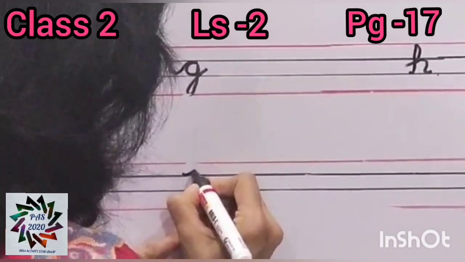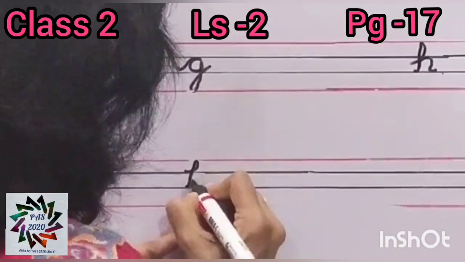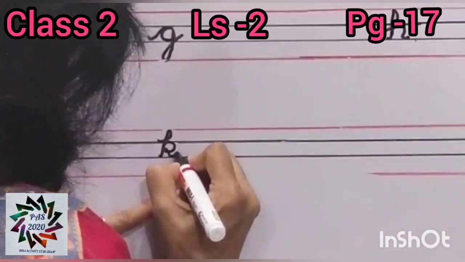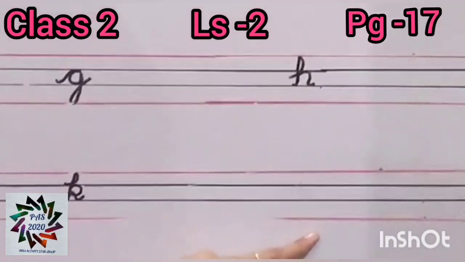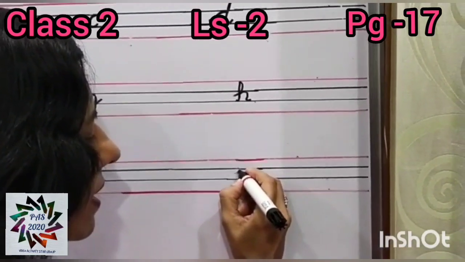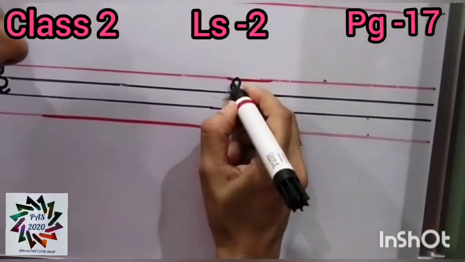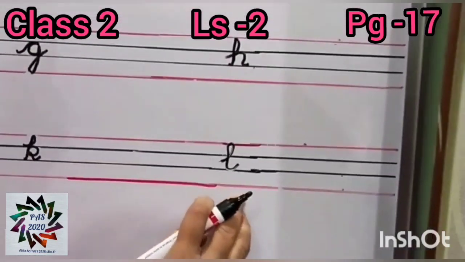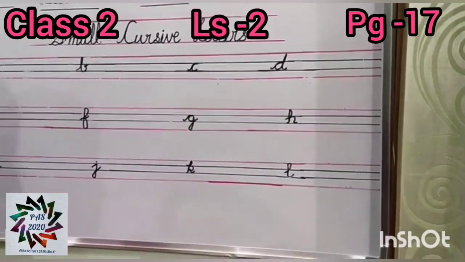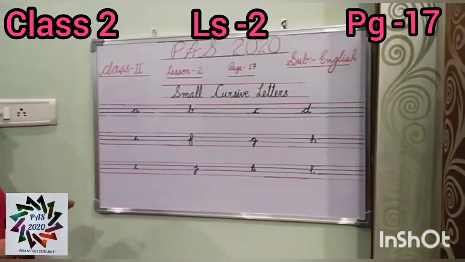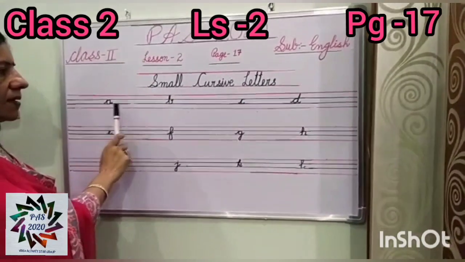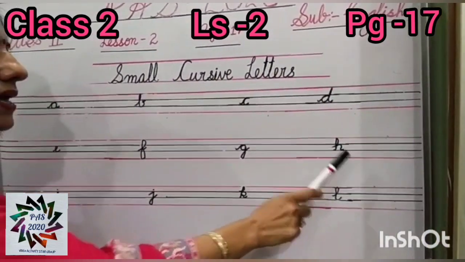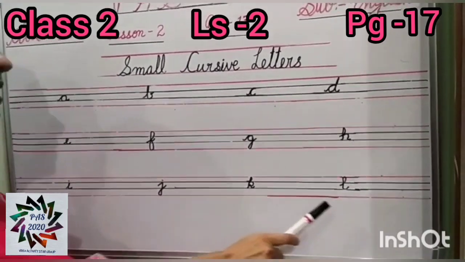Next, K. Start from the second line, make a loop, come down at the third line, again make a curve and end with the stop. Here the next letter, second line, come at the first line, then move at the third line and make a loop. This is a cursive letter L. So now it's time for the revision. Let's revise the letters which we have done today. A, B, C, D, E, F, G, H, I, J, K, L.